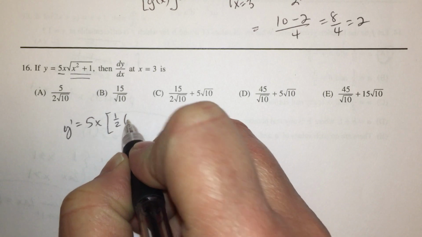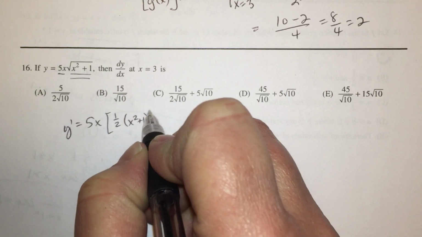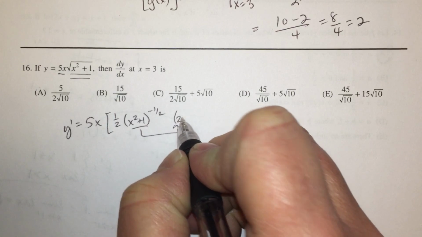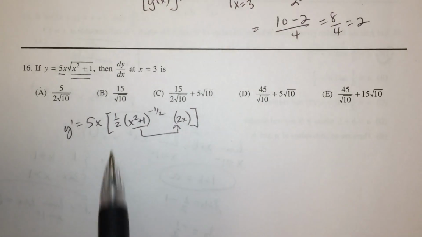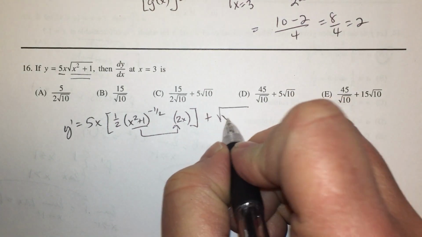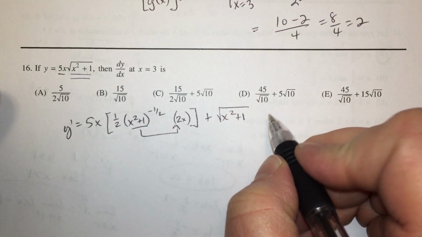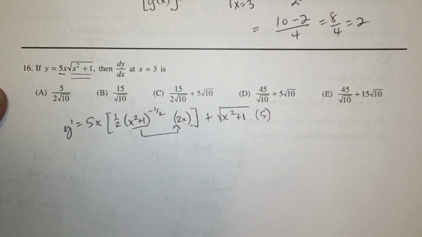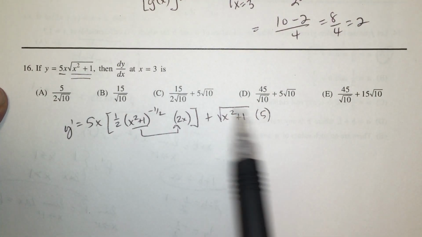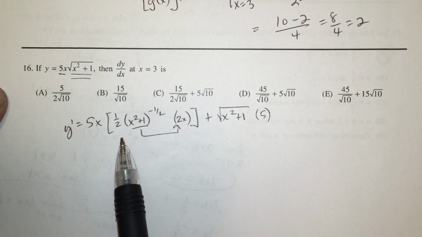going to be 1/2 the inside left alone to the negative 1/2. And don't forget to multiply by the derivative of the inside, so that's chain rule right there. So that's first times the derivative of the second plus the second times the derivative of the first. Well, that's just 5.